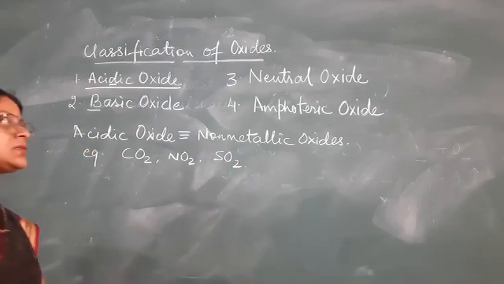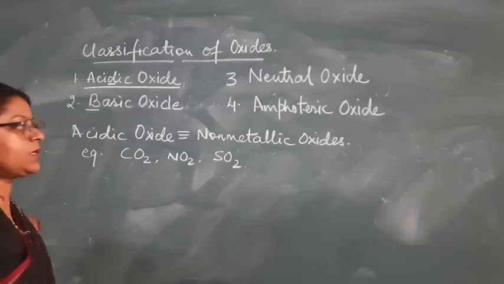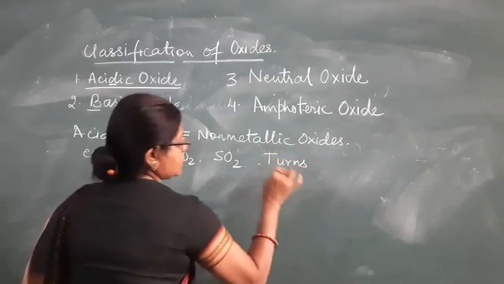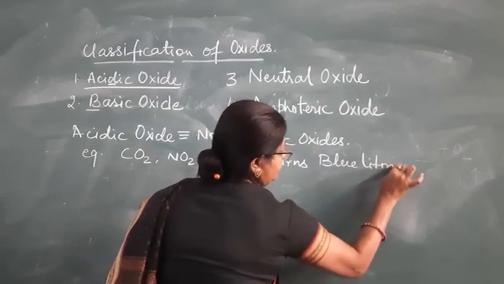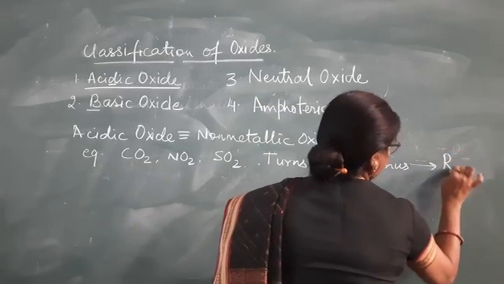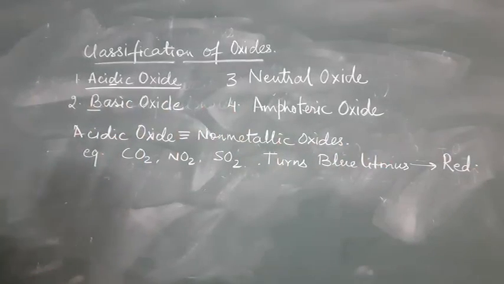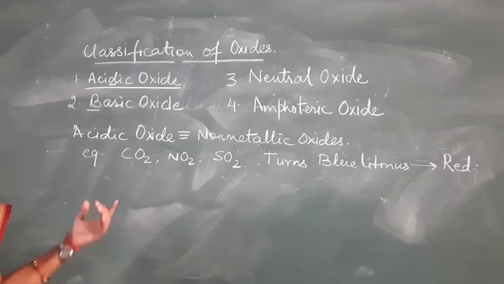These oxides turn blue litmus paper into red.